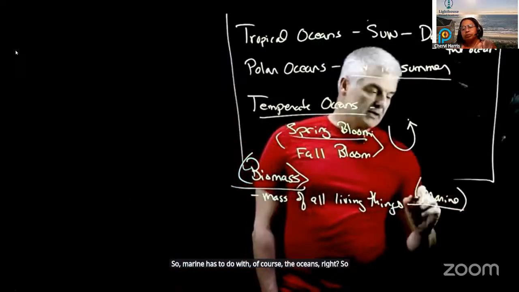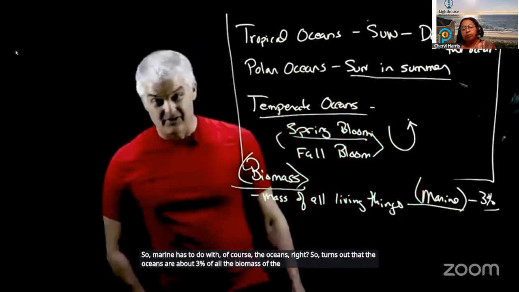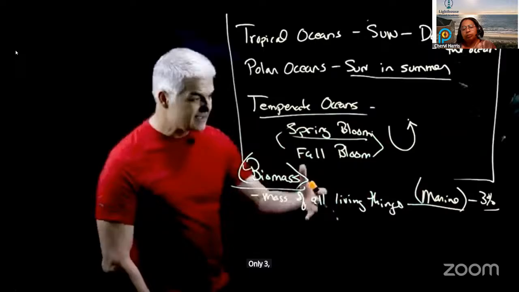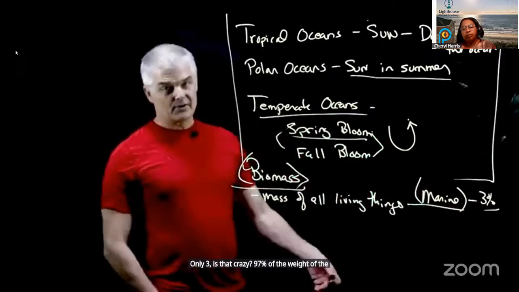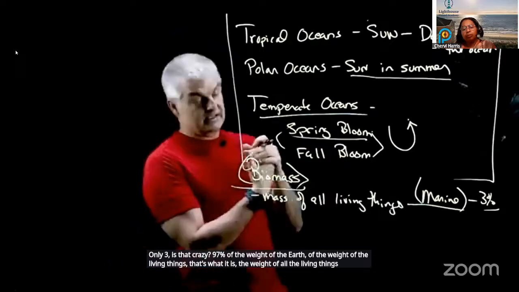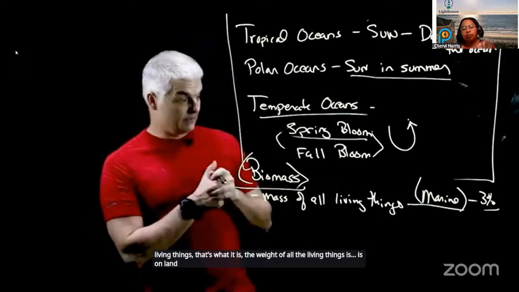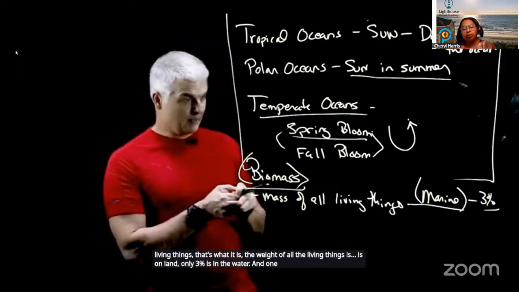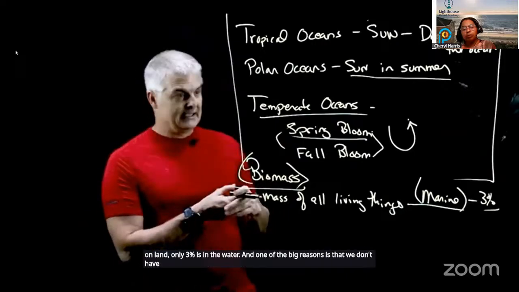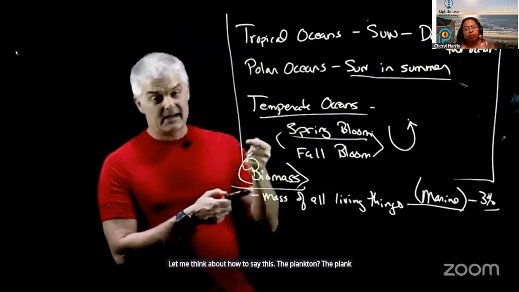So it turns out that the oceans are about 3% of all the biomass of the earth. Only 3. Is that crazy? 97% of the weight of the living things, the weight of all the living things, is on land. Only 3% is in the water. And one of the big reasons is that we don't have, let me think about how to say this. The plankton live and die quickly.